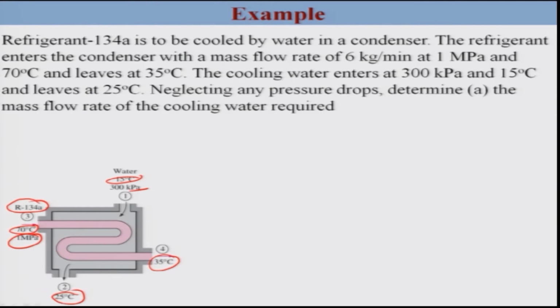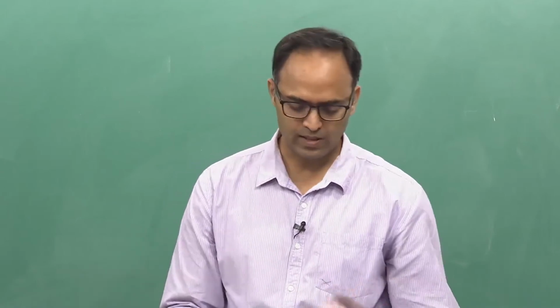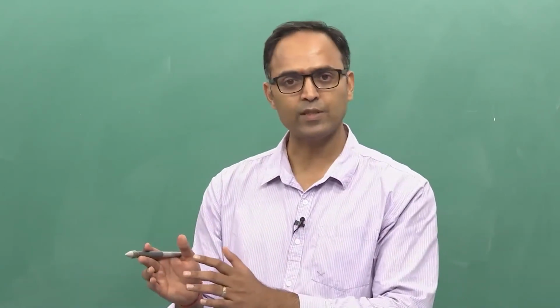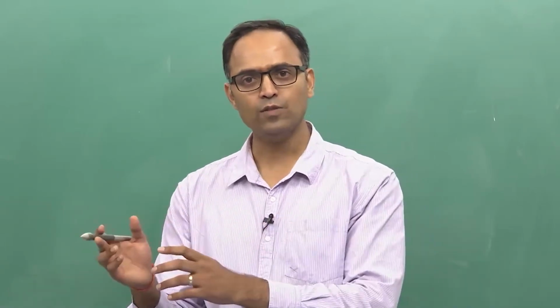So, the mass flow rate of refrigerant is given, and what we have to do is neglect any pressure drop and determine the mass flow rate of the cooling water required. So, we can do a simple mass balance. Based on the mass balance, the two fluids, water and refrigerant, do not mix, and hence the mass flow rate should remain constant, which essentially means that the mass flow rate for the refrigerant at the inlet condition should be the same as at the outlet condition, and the same is true for the case of water.